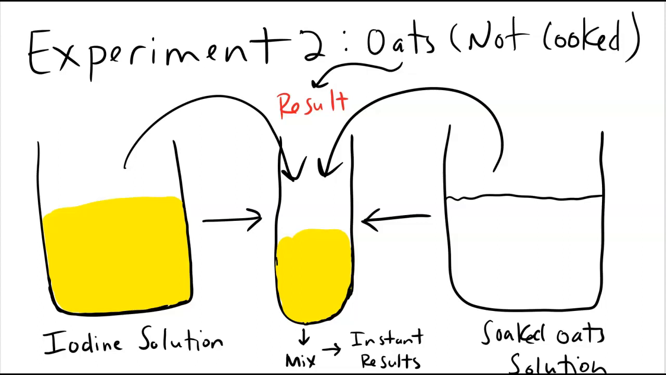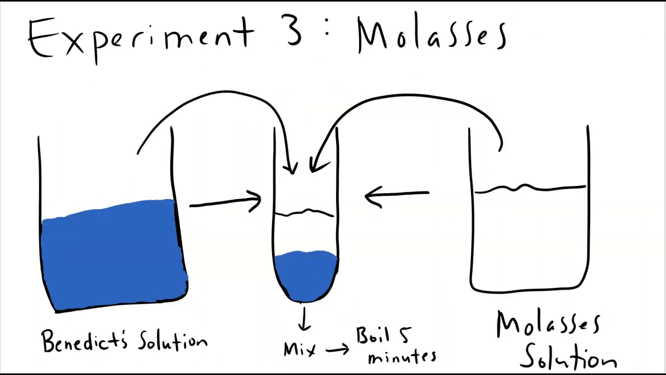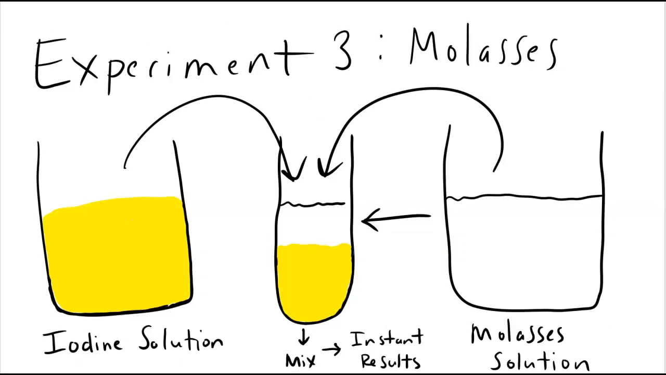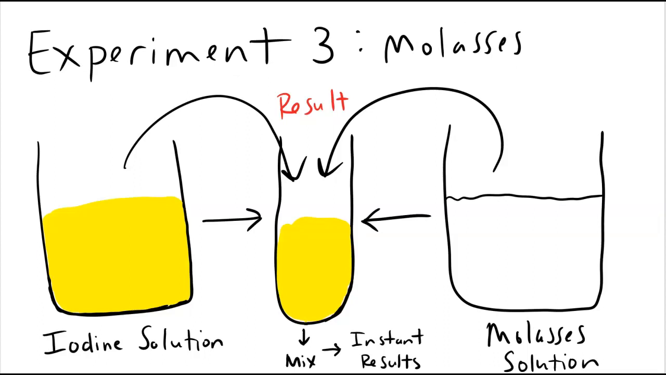For the third experiment, we're looking at molasses. Molasses is often used in baking. So we put molasses through the Benedict's test. The result of that experiment is that it turns orange, so it's a positive result. We also subject molasses to an iodine test. And the result of the iodine test is that molasses tests negative.